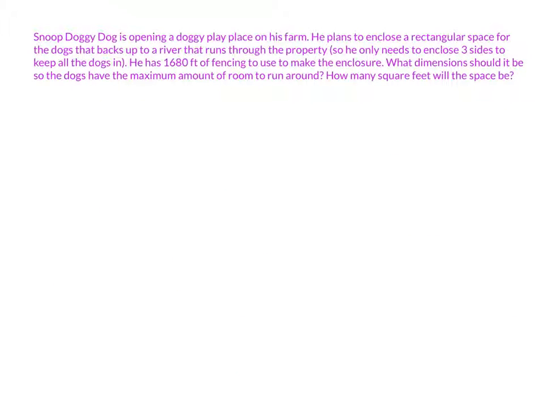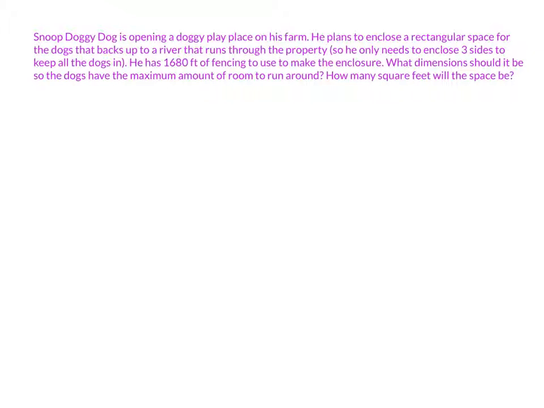All right, so we got Snoop Doggy Dogg is opening a doggy play place on his farm. How exciting. I didn't even know he had a farm. That's pretty cool. He plans to enclose a rectangular space for the dogs that backs up to a river that runs through the property. So again, only needs to enclose 3 sides to keep all the dogs in. He has 1,680 feet of fencing to use to make the enclosure. What dimensions should it be so the dogs have the maximum amount of room to run around? And also, how many square feet will the space be?